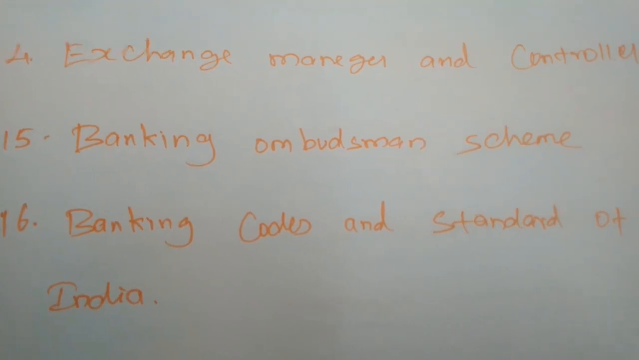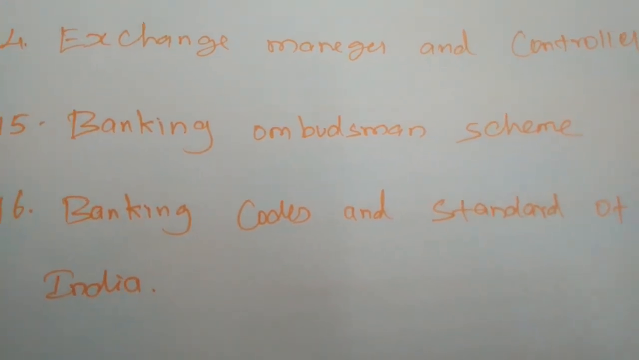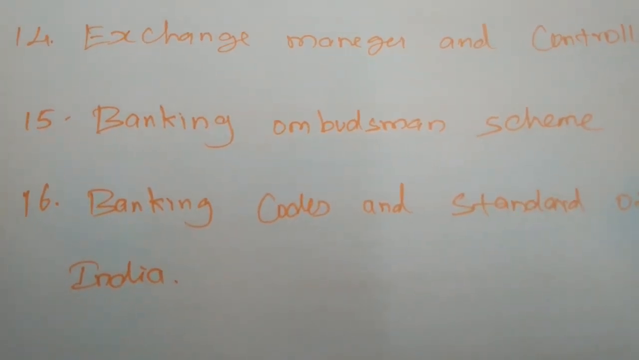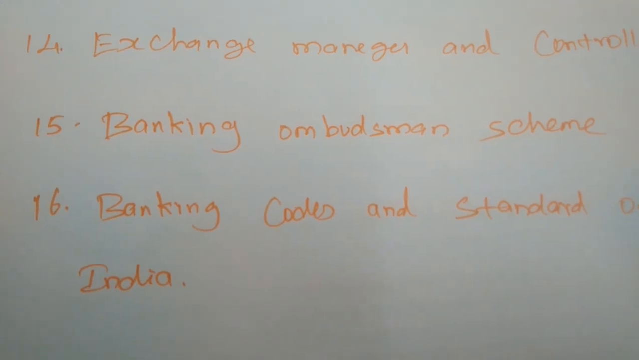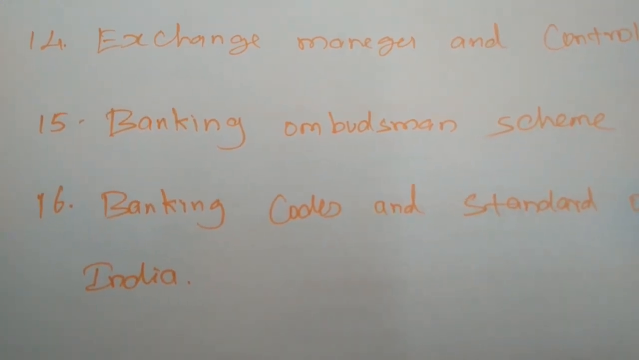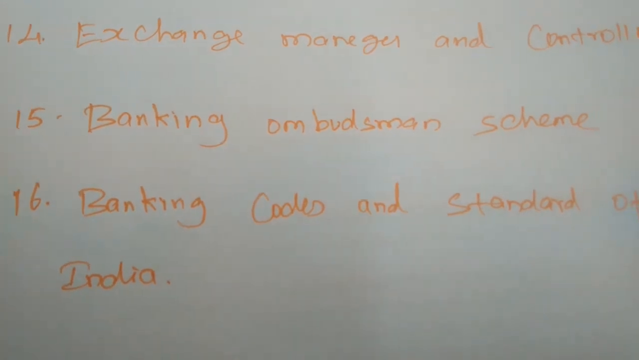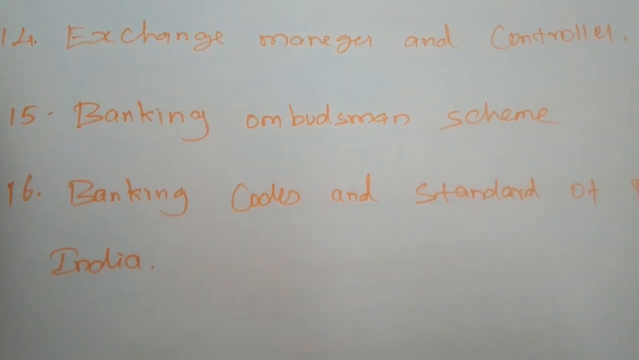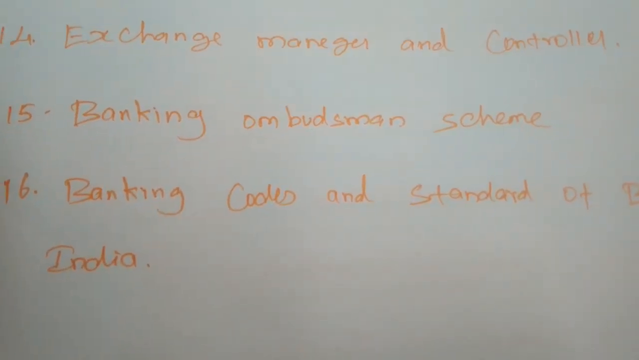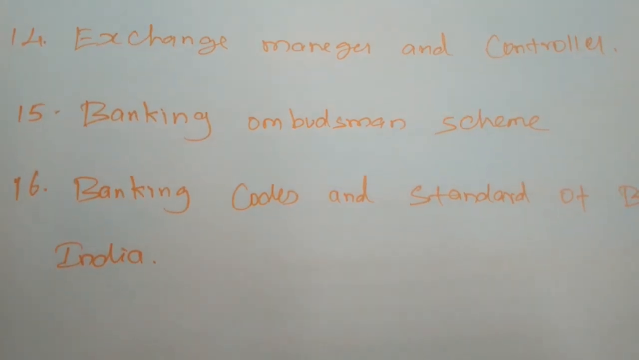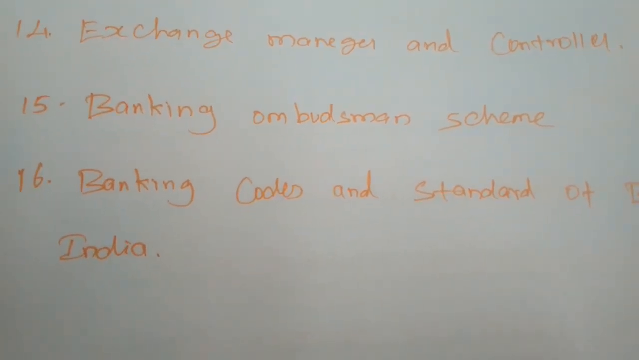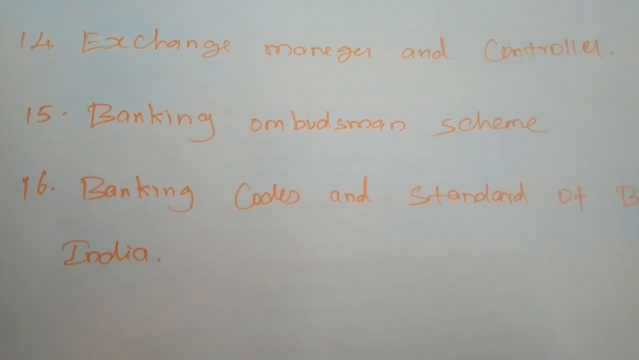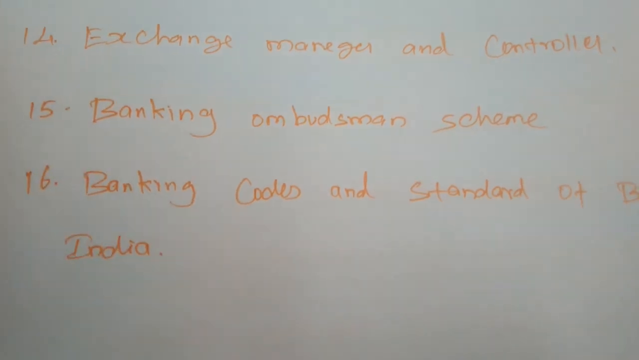Next, exchange manager and controller. RBI represents India as a member of the International Monetary Fund, simply IMF. Most of the commercial banks are authorized dealers of RBI. So RBI only will be collecting all the related data about the monetary authority, and whatever actions or things have to be taken by the government, everything will be taken by the Reserve Bank of India to maintain the membership of the International Monetary Fund.